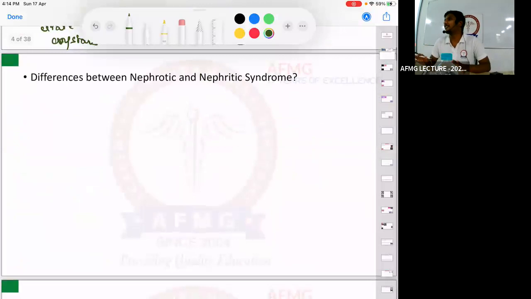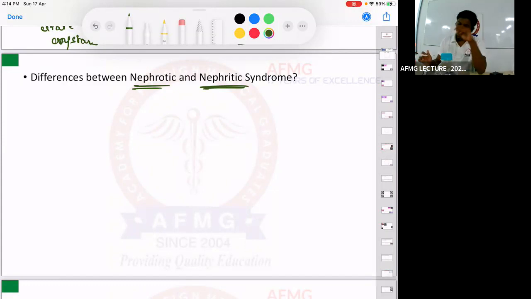Differences between nephrotic syndrome and nephritic syndrome now. ठीक है? I hope you are quite aware both of these are glomerular diseases. There would be glomerular damage in these conditions. So how to differentiate whether it is nephrotic or nephritic? For nephrotic, the essential features or the essential criteria.